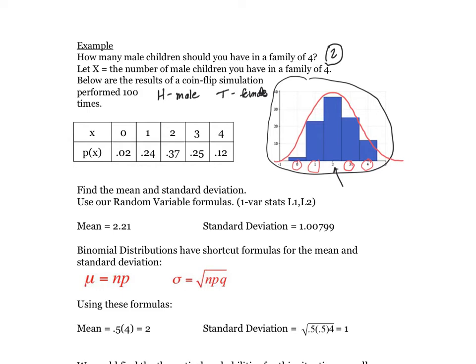So the chance I got 0 boys was 2%. The chance I got 1 boy was 24%. The chance I got 2 was 37%. 3 was 25%, and then 4 was 12%. If you add those up, they add up to 100%, of course.